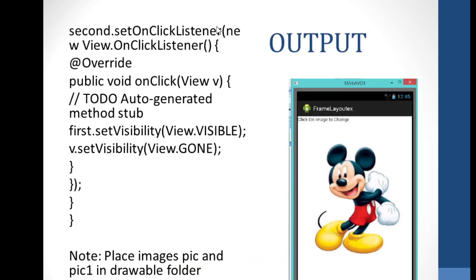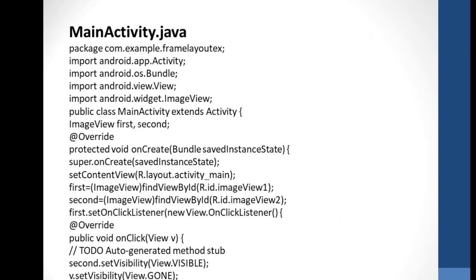Next, on click listener. When we click on the image, it should change. By seeing the output, when we click here, the on click should be listened to and changed. So set on click listener, new view dot on click listener. I have again overridden the on click view for the second one. In the previous one, I set it for the first one.